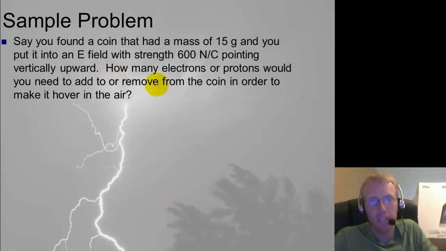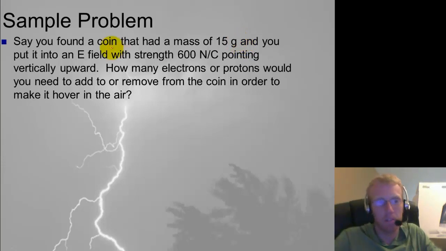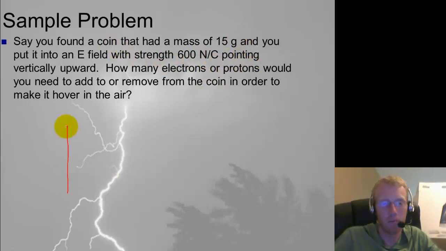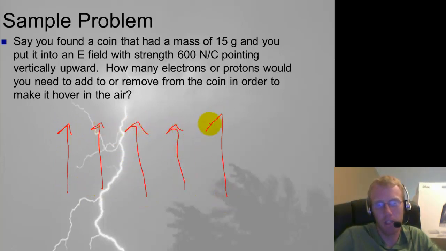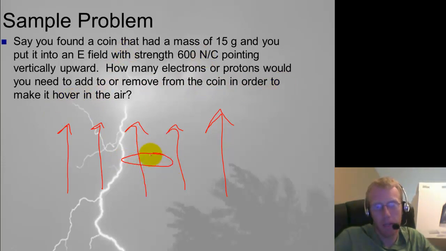Okay, example problem. Say you found a coin that has a mass of 15 grams, and you put it into an electric field with strength 600 newtons per coulomb pointing vertically upward. Okay, so here's your E field. I should have put the word uniform in there, but it's a uniform E field pointing upward at 600 newtons per coulomb. How many electrons or protons would you need to add or remove from the coin in order to make it hover? We want this coin to kind of float right here.